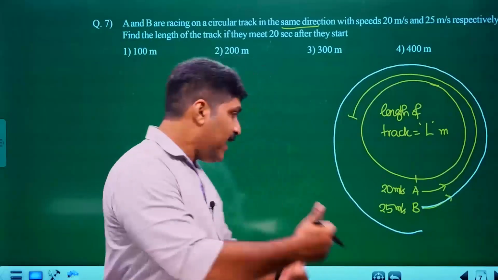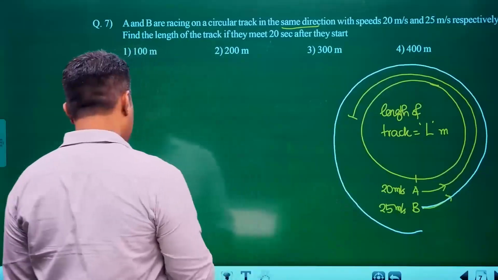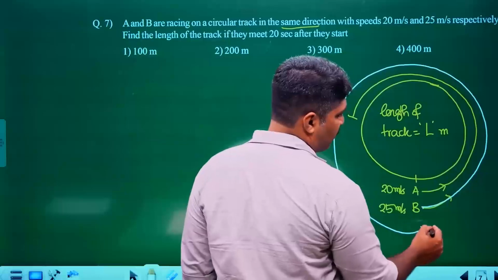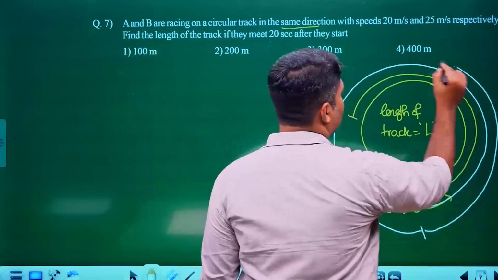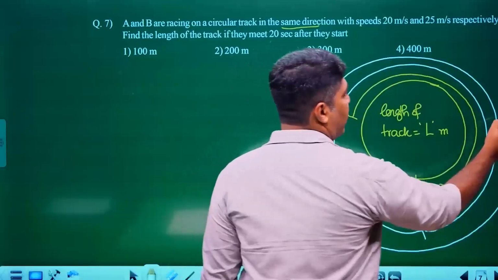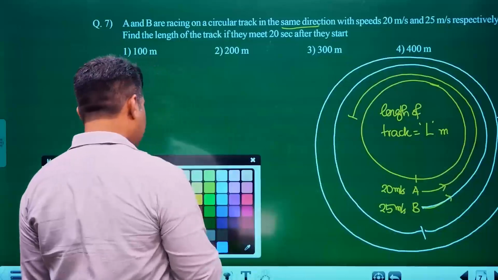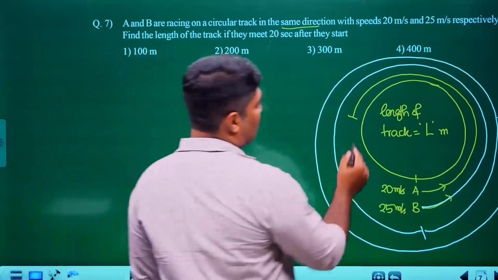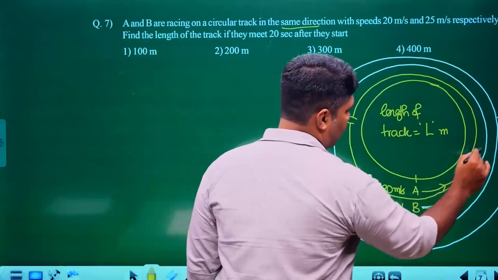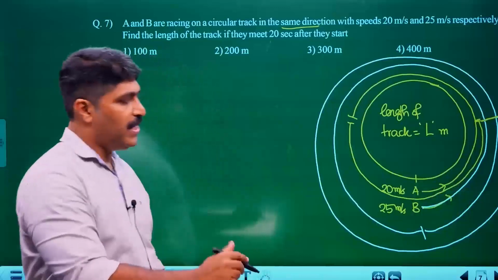Then again, here we just consider the next round. B is running further, and after this point B keeps running further. Got it? So in the next round, maybe at this point, B can meet A. So at that time, we will reach this point. Got it? So what is the logic here?